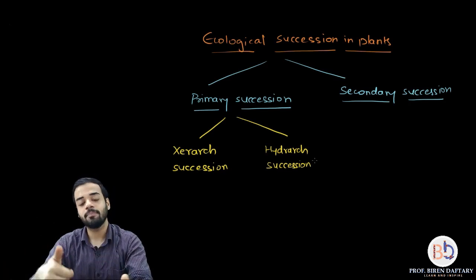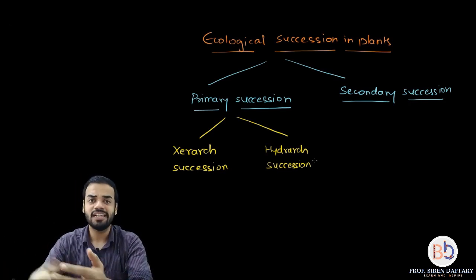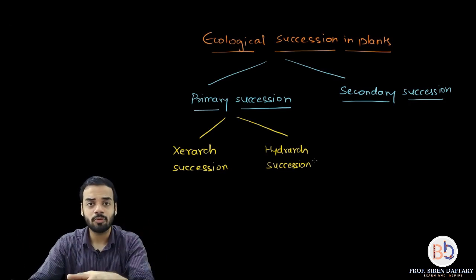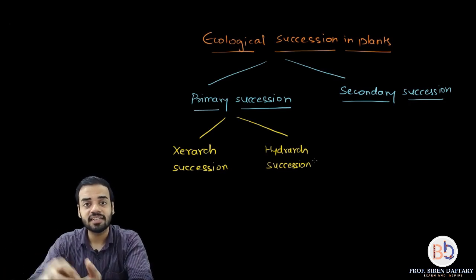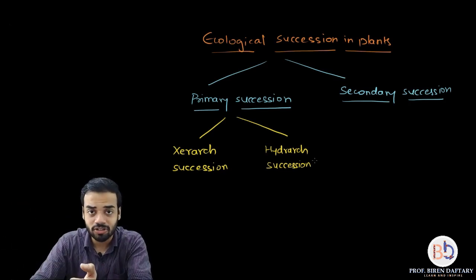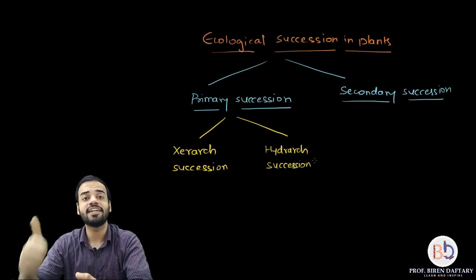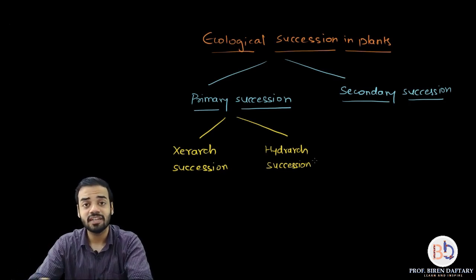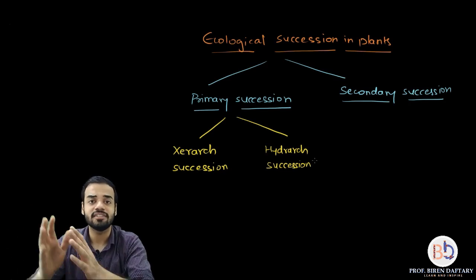Okay, so there can be a water body like pond, lake, rivers, and inside that water body the first pioneers are formed. So you can say plenty of water. So xerarch condition is a condition in which very less water or zero water is present in the surroundings and pioneers start the ecological succession. Whereas hydrarch succession is a succession where there is plenty of water present and the pioneers start the ecological succession.